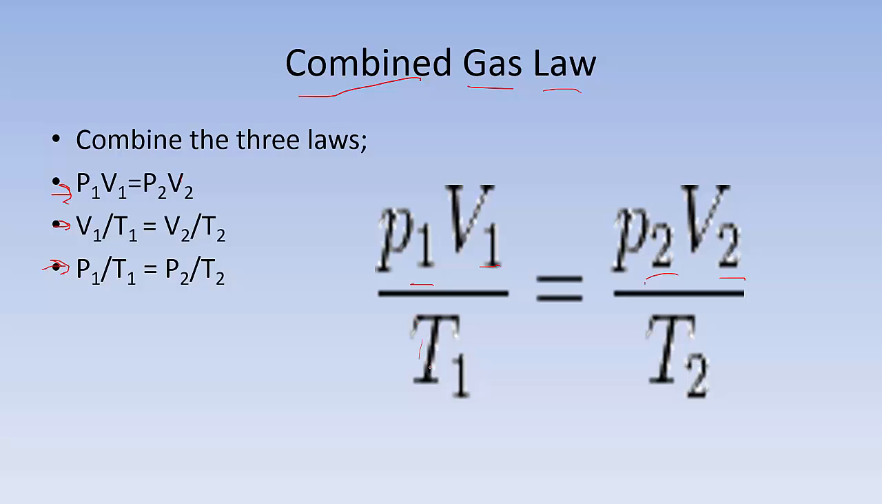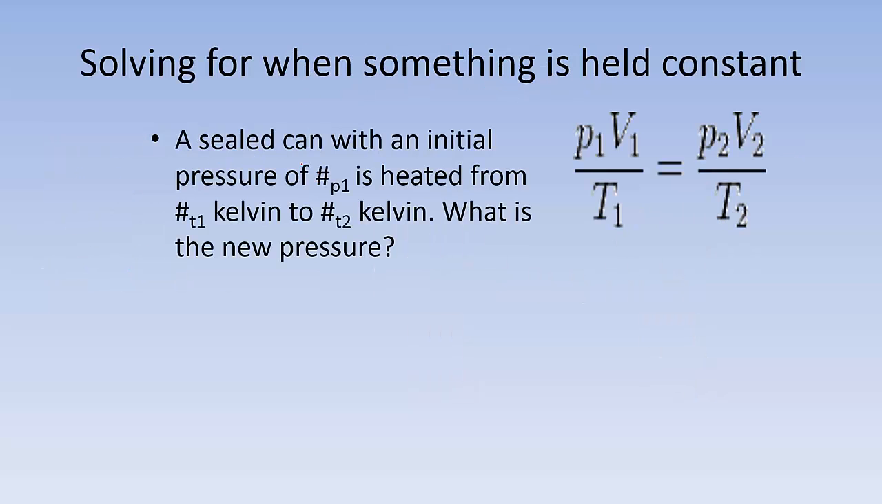For example, if you ignored T1 and T2, you would still have P1 times V1 equals P2 times V2, which is this law right up here. Right. So when one thing is held constant, you can simplify the equation.